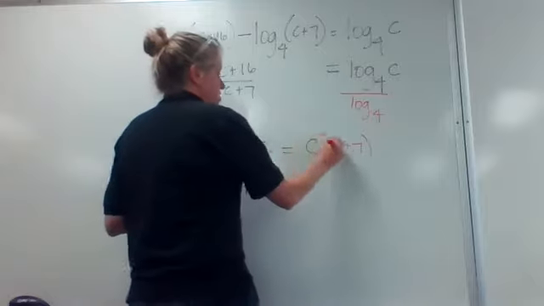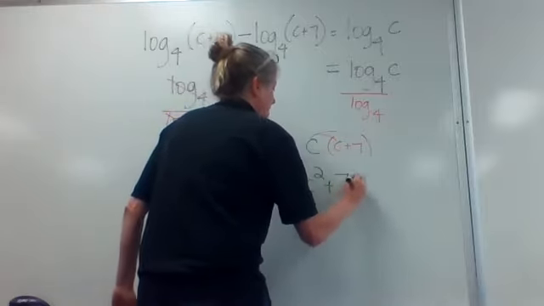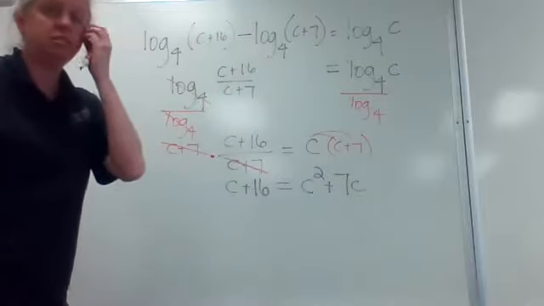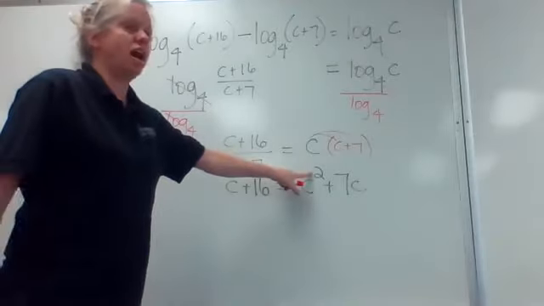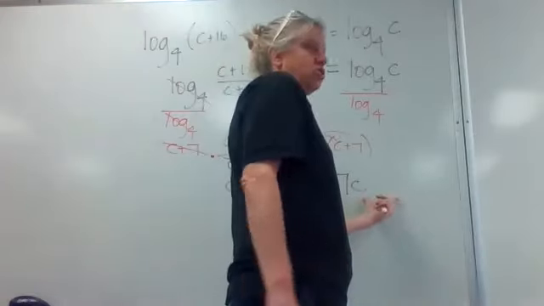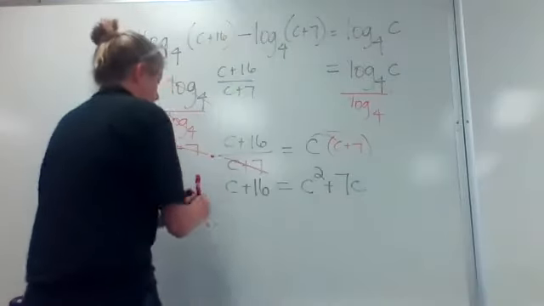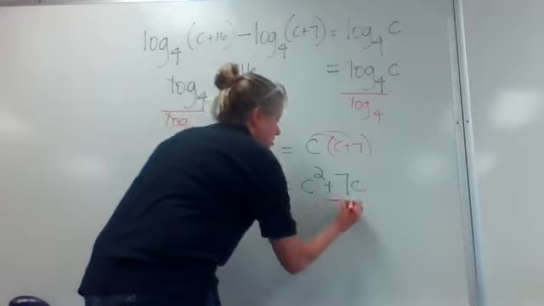equals, on the right, distribute your C. So C squared plus 7C. So again, it's quad. So you want to set this side equal to 0. So move those terms over here. So you need to subtract C and subtract 16.